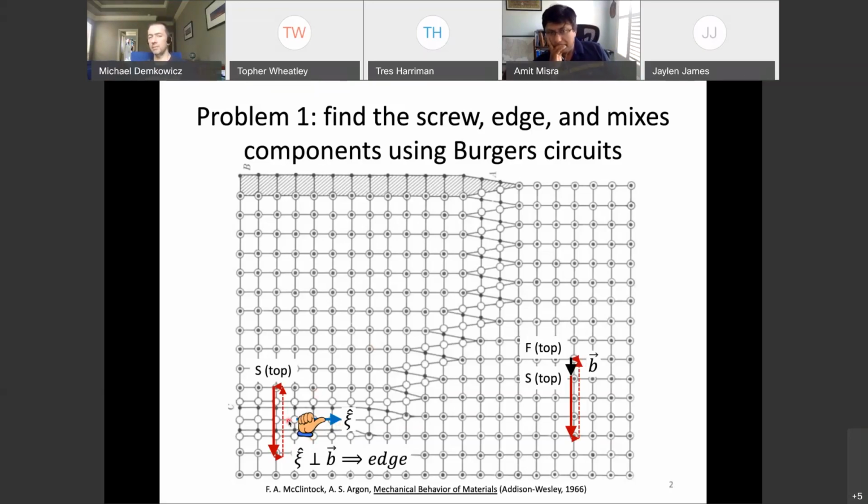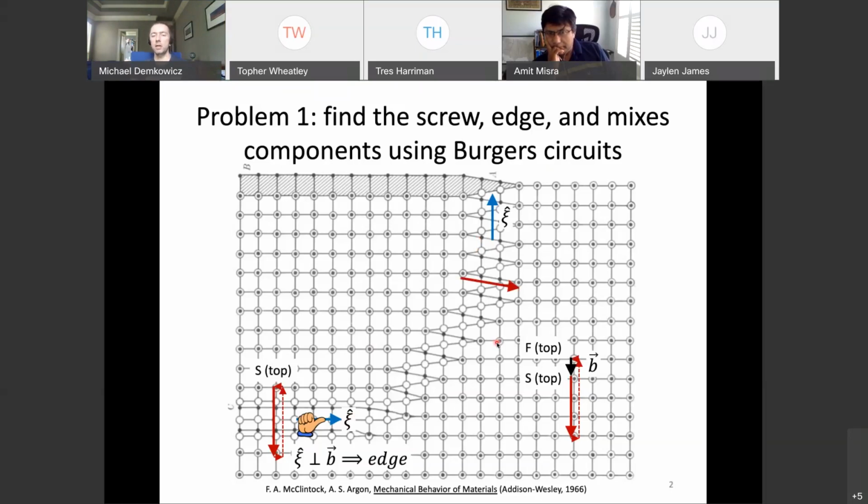All right, so that gives us part of the answer. Now let's look up here. Okay, so I'm going to define a line direction going here. The line direction is always going to be tangent to the dislocation, and as I said, I'm going to try to make it so that it always has the same sense. And as before, I'm going to use my right hand rule to define the sense of the circuit.